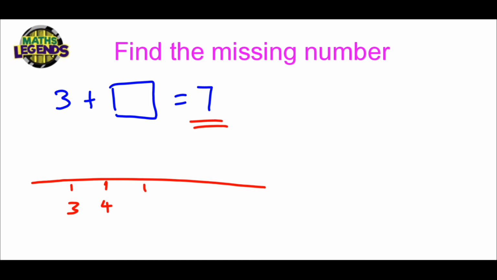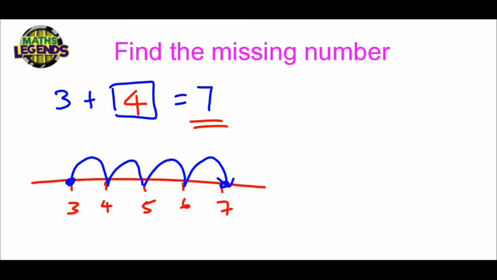3, 4, 5, 6, and 7. We'll mark the 7 that we try to get to and the 3 that we're starting from. And then we count the number of steps in between. 1, 2, 3, and 4. So we know the answer is 4.